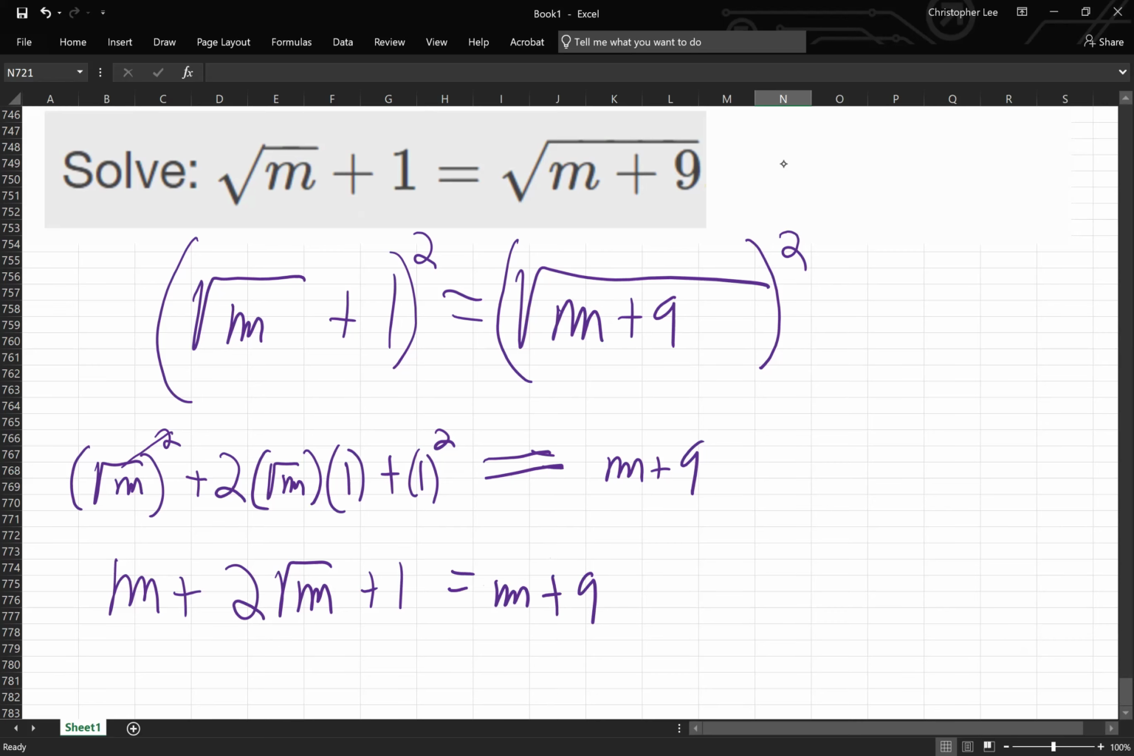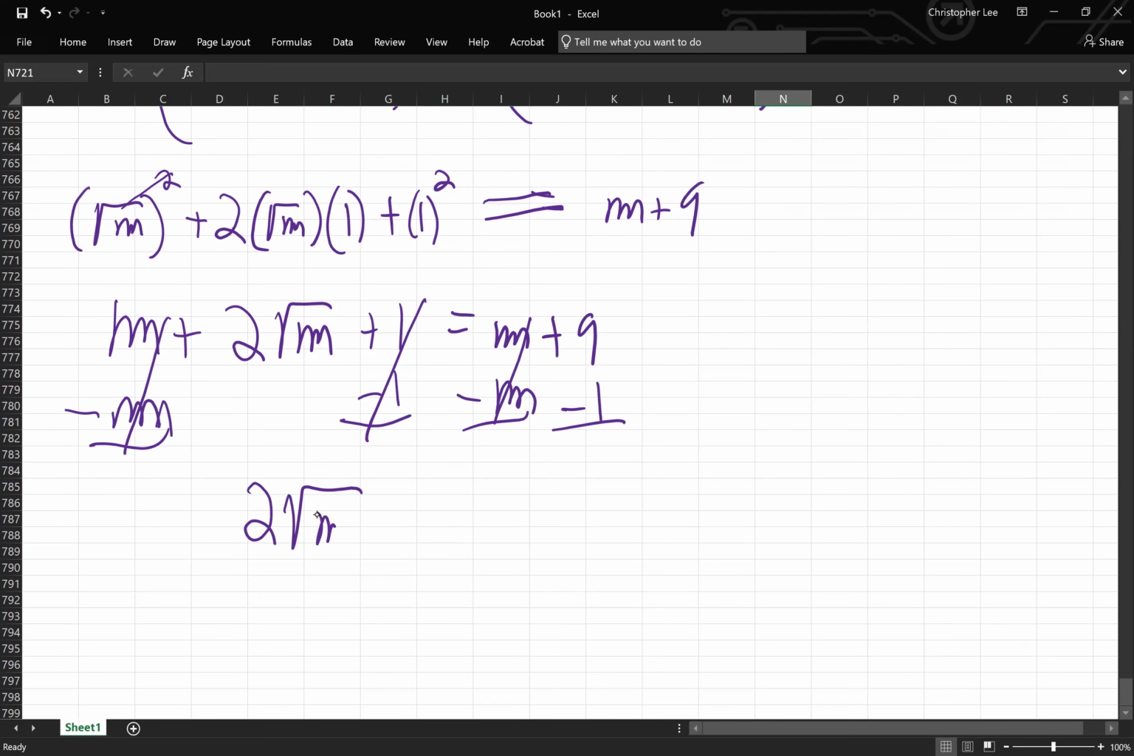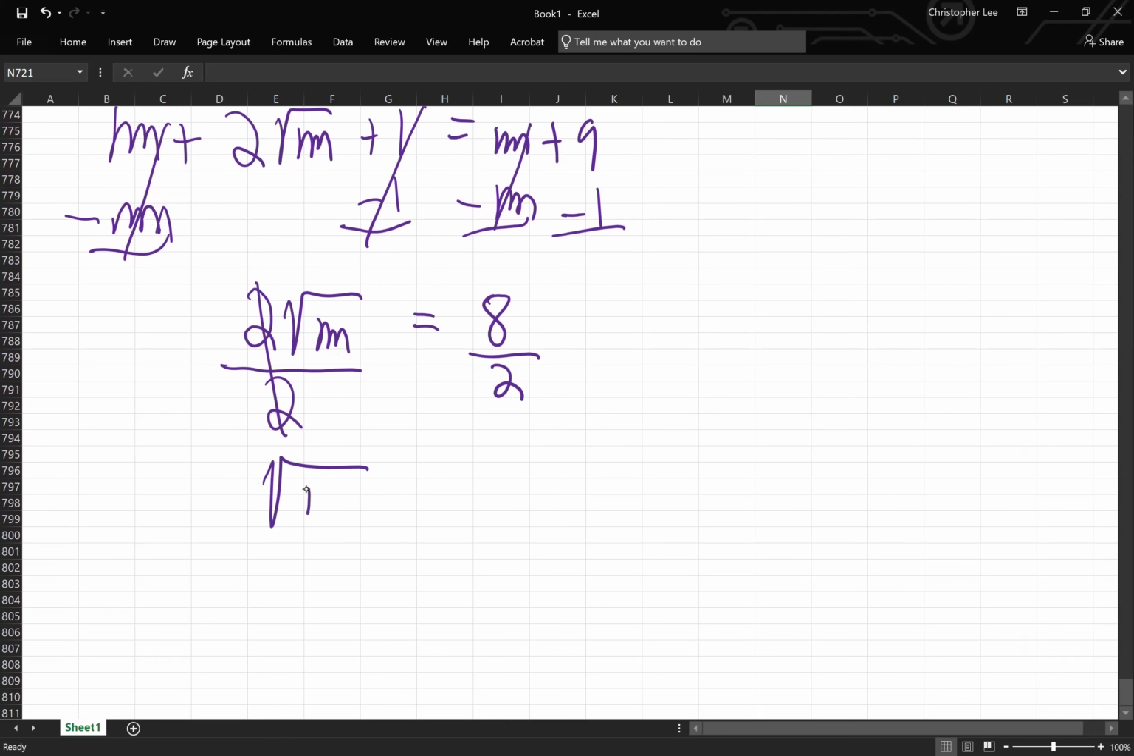Now in this new equation, I want to isolate that one radical by itself because the radical is a problem. So how am I going to do that? I'm going to move everything to the other side. I'm going to subtract m from over here. But what I do to one side of the equation, I have to do to the other side of the equation. I'm going to subtract 1 from over here. Now I have 2 square root m is equal to 8. I want to divide by 2 just to get rid of it. But what I do to one side, I do to the other. So I have square root m is equal to 4.